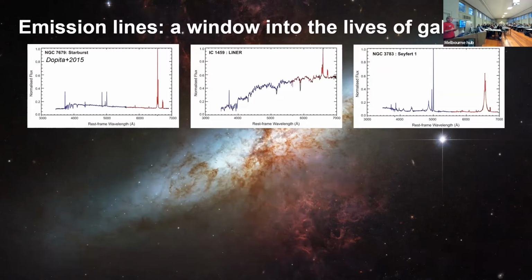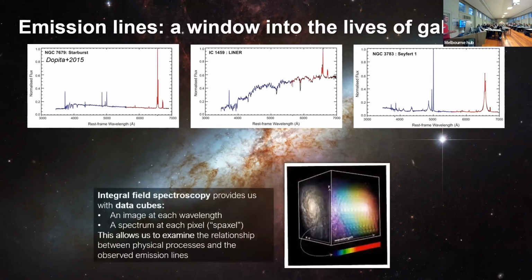So emission lines give us a window into the life and times of galaxies. By using the ratios of different pairs of emission lines, we can classify them as being dominated by star formation, say, or being dominated by emission from a luminous AGN. Integral field spectroscopy is a particular kind of spectroscopy that gives us data cubes. These give us an image at each wavelength and a spectrum at each pixel, or spaxel. And these allow us to really closely examine the relationship between the underlying physical processes and the emergent emission lines.